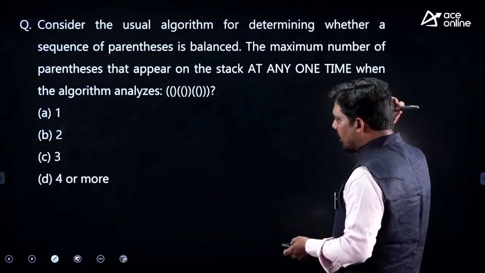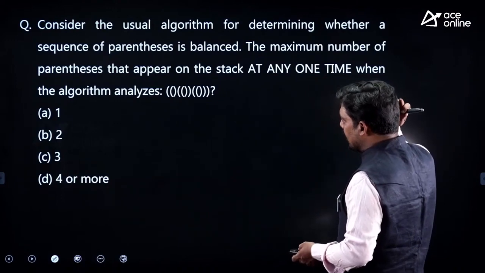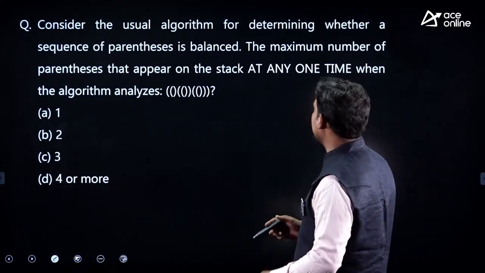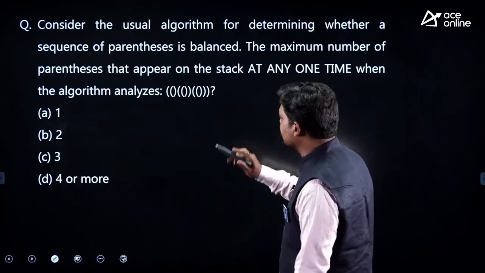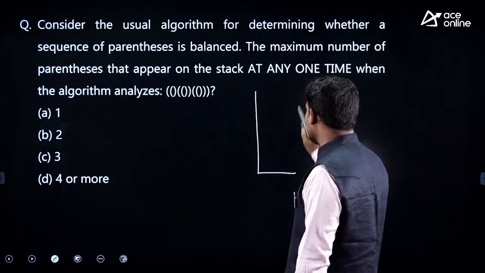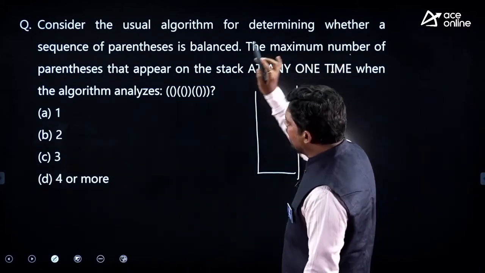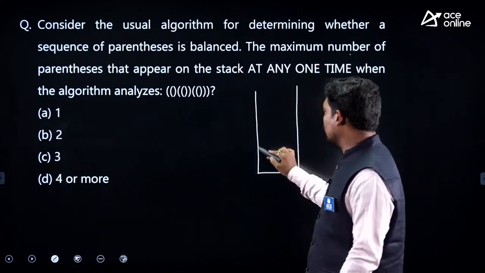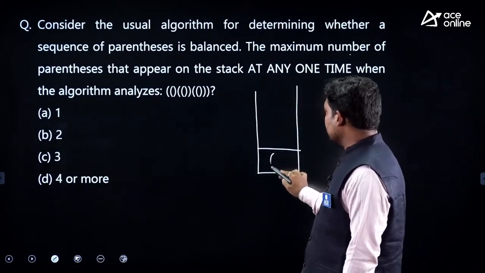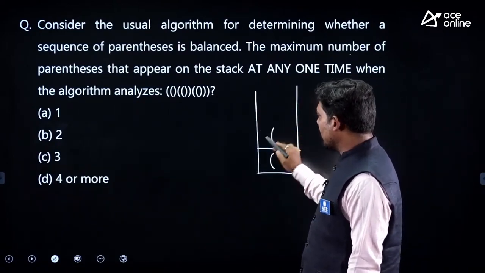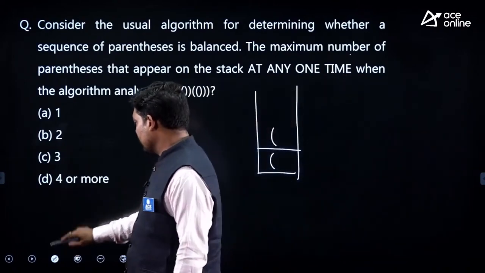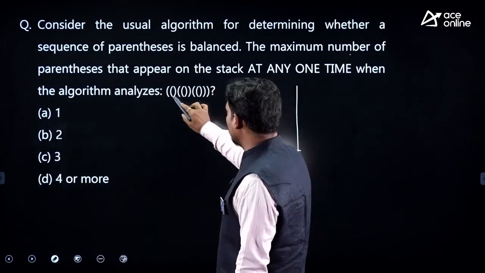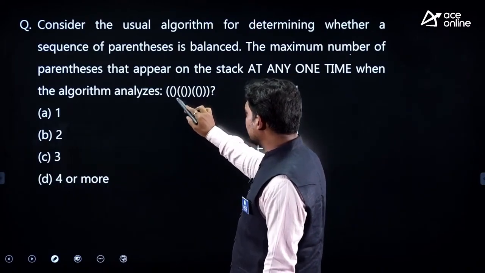Now in this case, the question is the maximum number of parentheses that appear on a stack at any time when the algorithm analyzes this. So you can also answer the maximum number of parentheses that appear on the stack. How far the stack will grow. So opening, then closing will take out this one. Okay. You can also analyze this by yourself, that opening and closing, and see this.